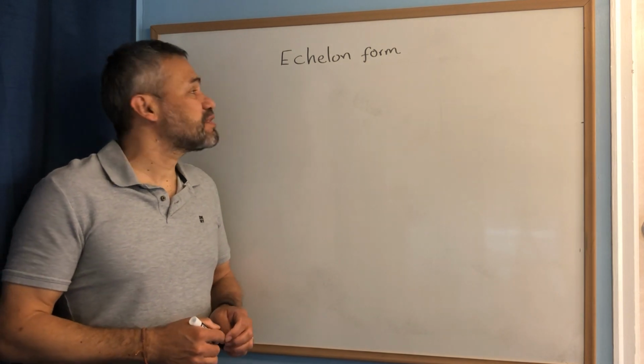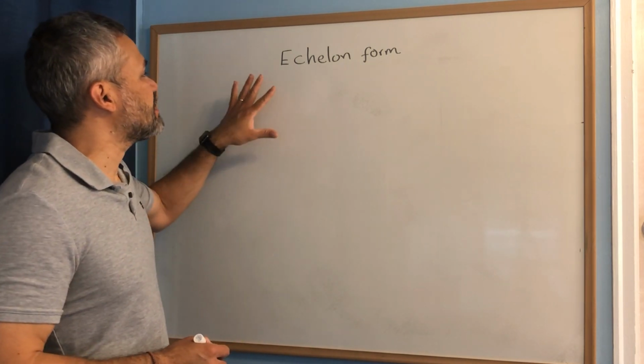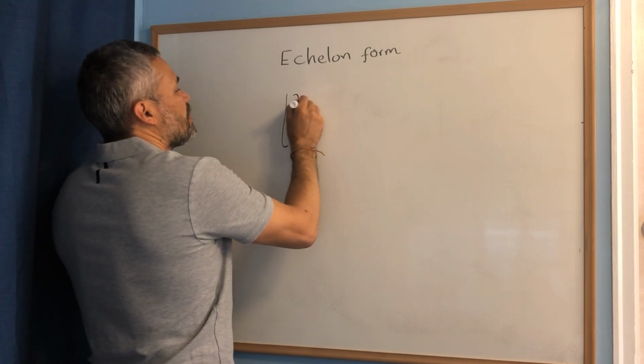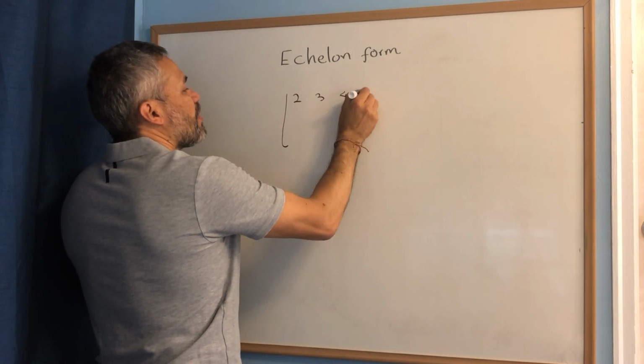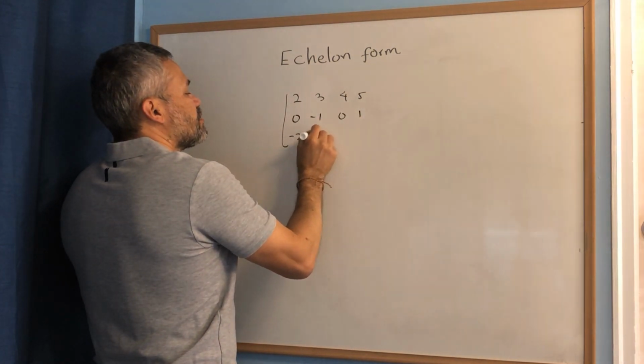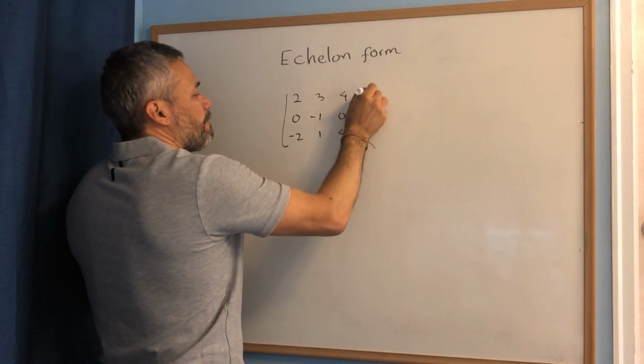In this video, we will explain how to decide if a matrix is in echelon form. Let me start with some examples. Suppose we have the matrix with rows 2, 3, 4, 5; 0, negative 1, 0, 1; negative 2, 1, 4, 7.